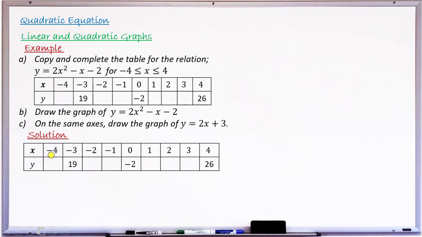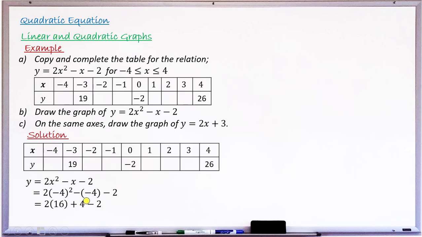Substituting x by minus 4 in the given quadratic equation, 2x squared minus x minus 2, what I have finally after simplifying will give me the corresponding value of y there. So if I replace x by minus 4, I have 2 times minus 4 squared, then minus minus 4, minus 2. Minus 4 squared is 16. 16 times 2 gives you 32. Then minus minus 4 gives positive 4.